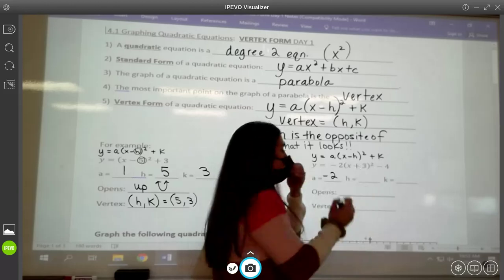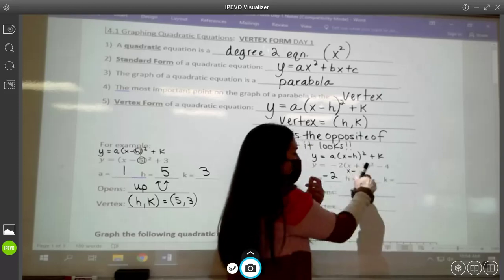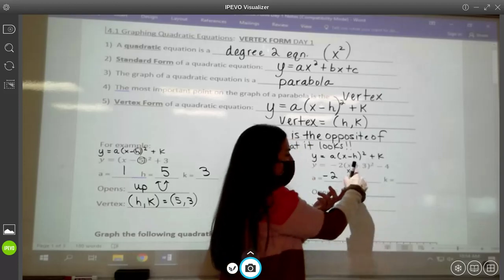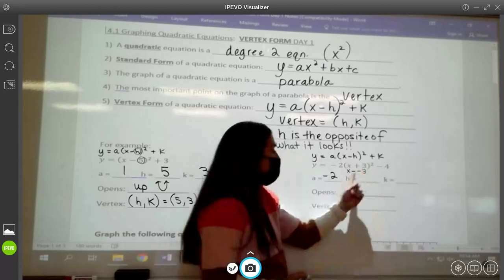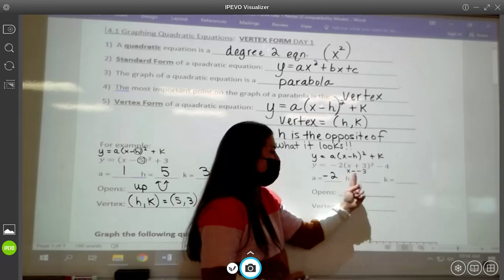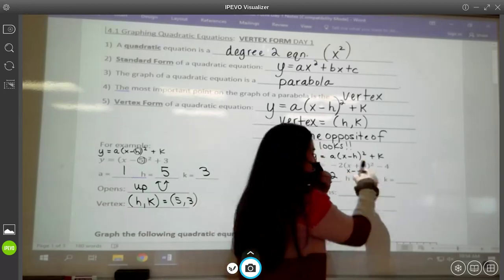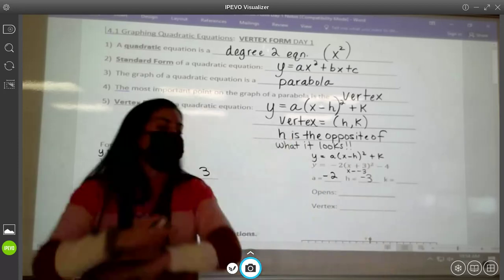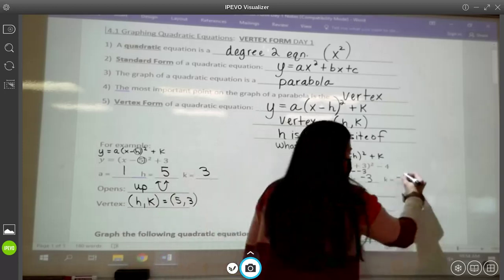But it's not. Because technically the formula says it has to be x subtract some number h. Well, the only way to get this to be +3 means I must have subtracted a -3, because minus minus would have turned to a plus. So now x subtract, who's your h? It's -3. So now it's the opposite of whatever it looks like every single time. All right, and then k as is, -4.